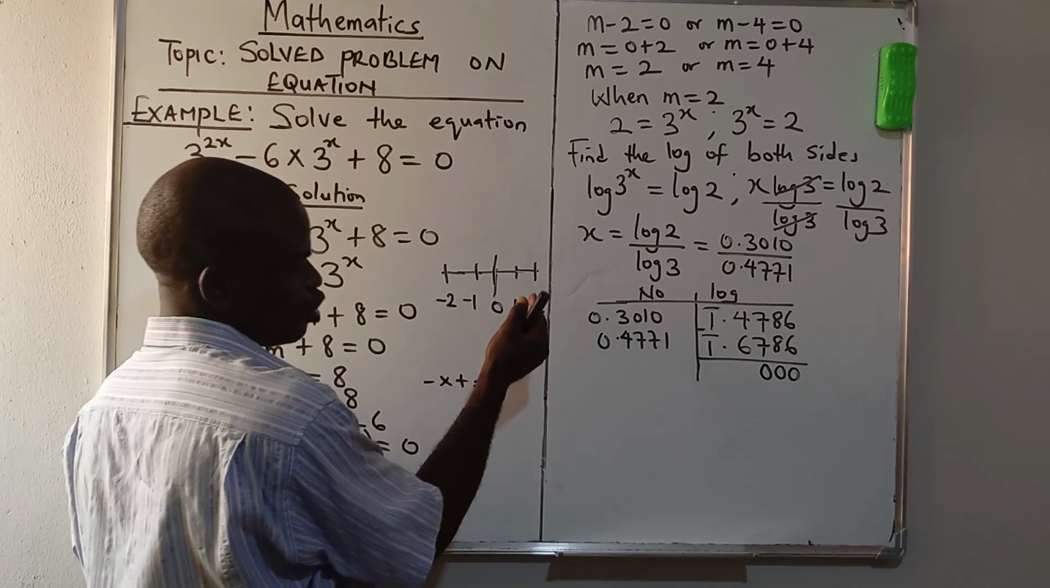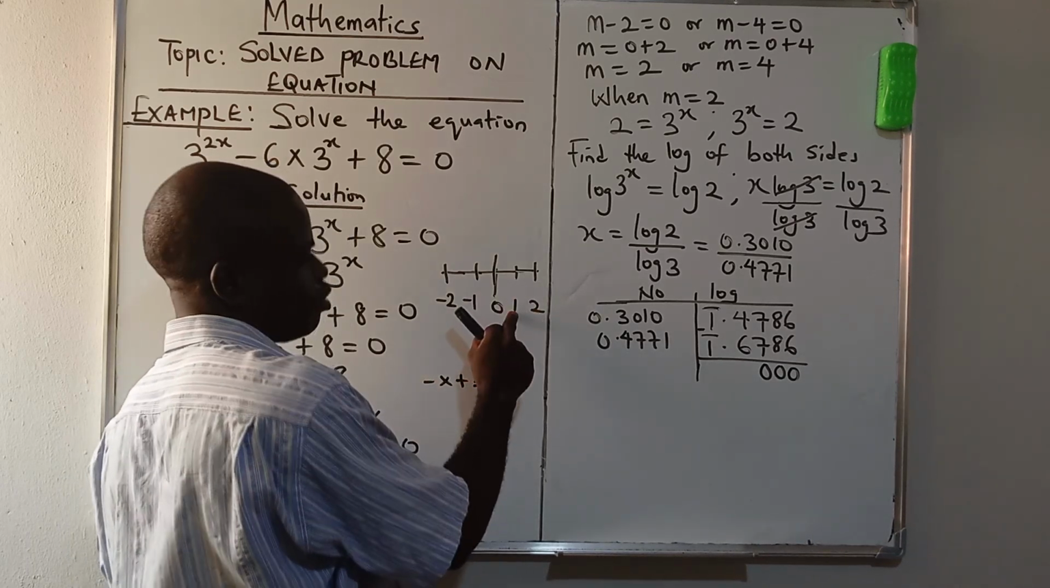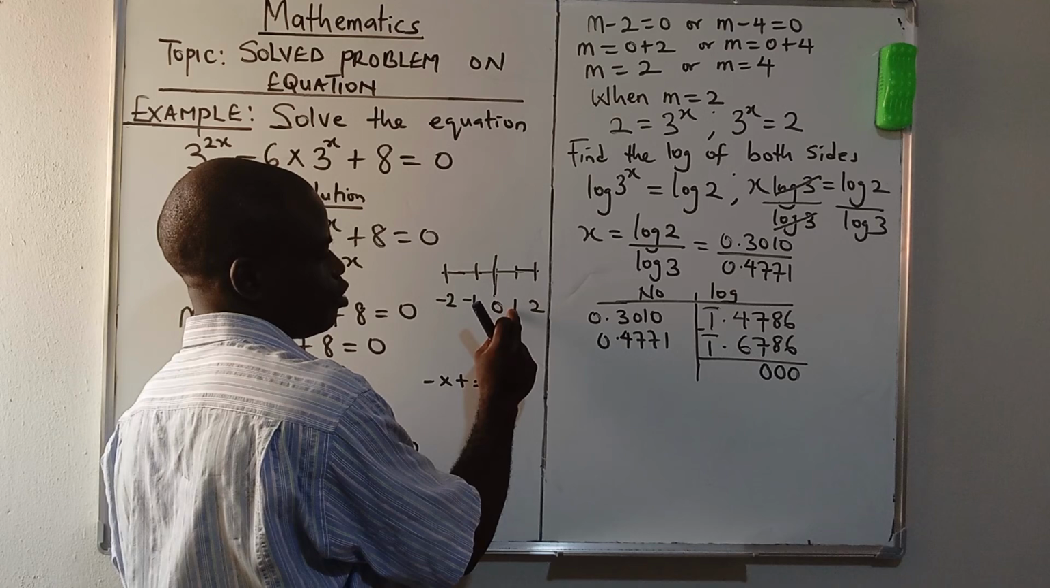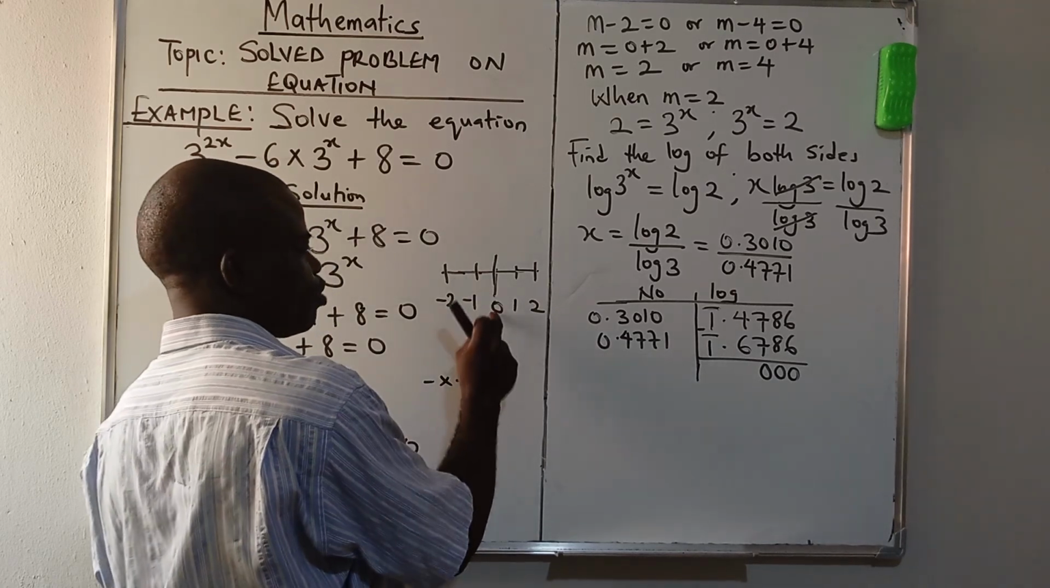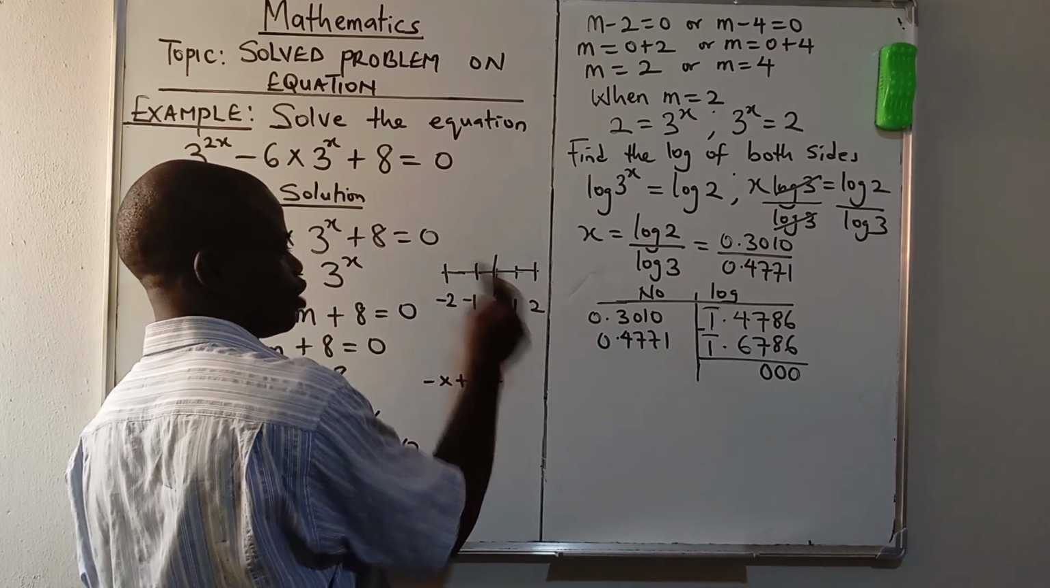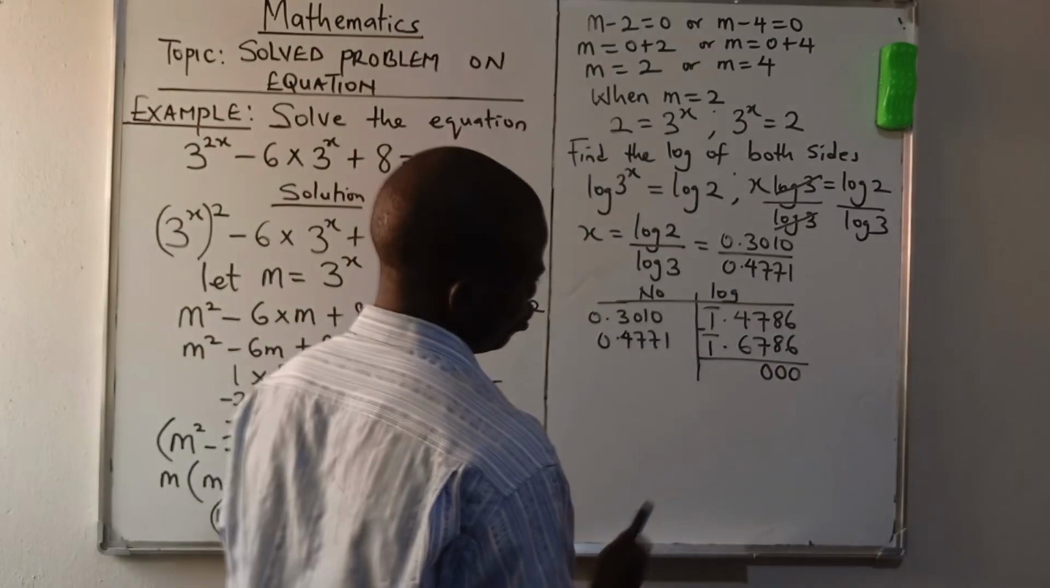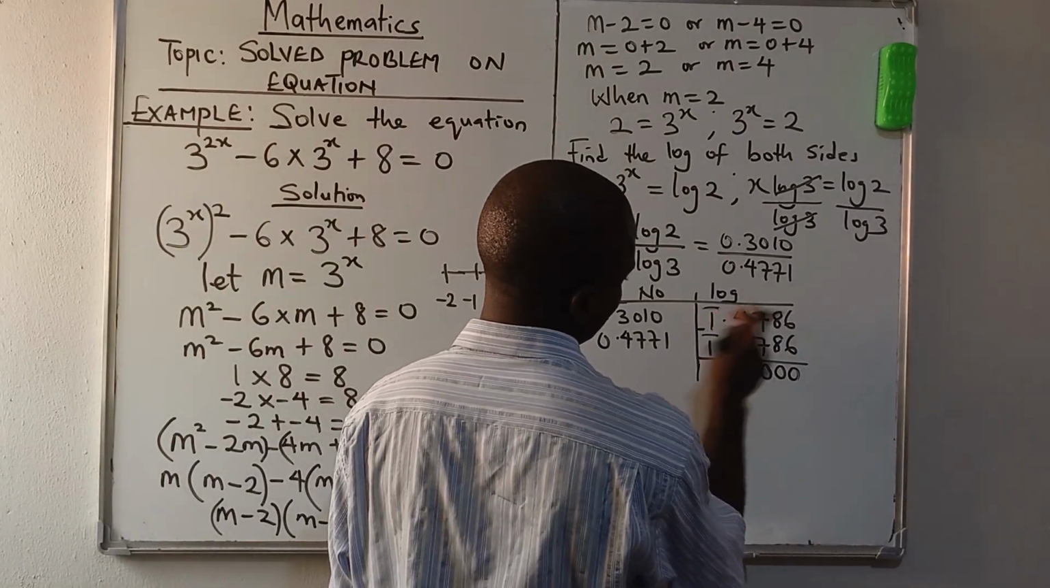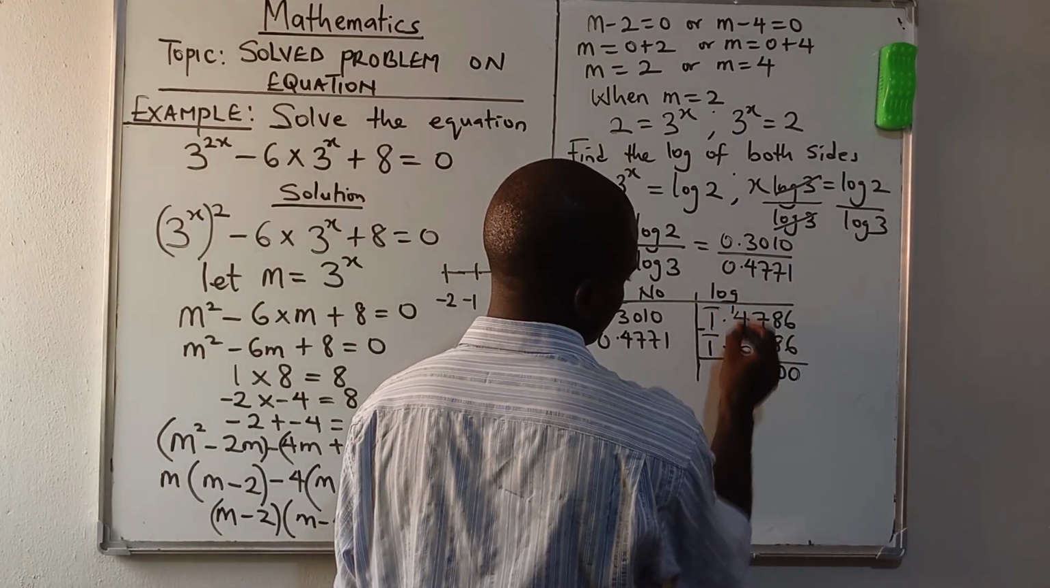Now, if you borrow 1 from 2, you have 1. If you borrow 1 from 1, you have 0. If you borrow 1 from 0, you must come to negative 1. If you borrow 1 from minus 1, you come to negative 2. Now you borrow 1 from bar 1 to this place, you have 14.